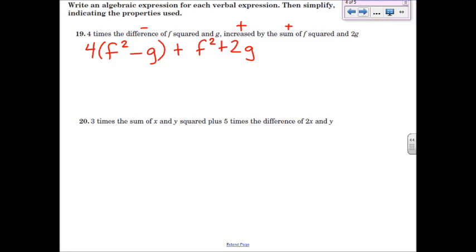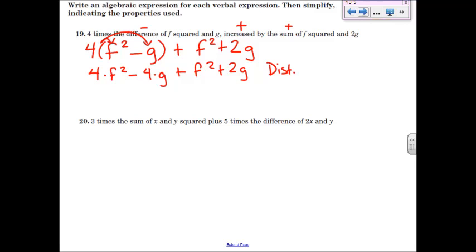And then it says simplify and indicate the properties used. So the first thing I'm going to do is to use the distributive property to get rid of those parentheses. So 4 times f squared minus 4 times g plus f squared plus 2g. I haven't done anything with those, so they stay the same. And that's the distributive property.